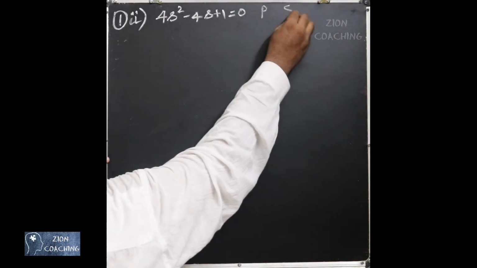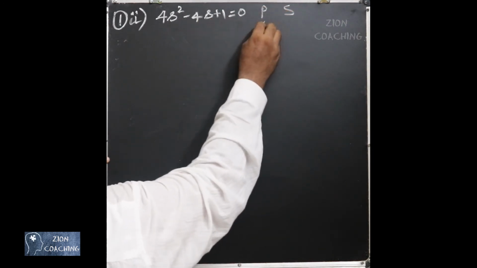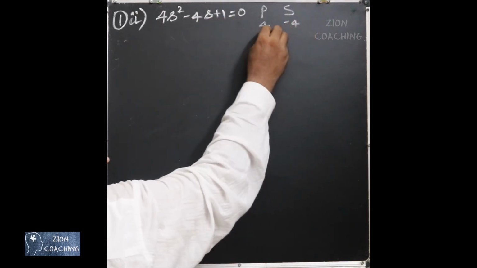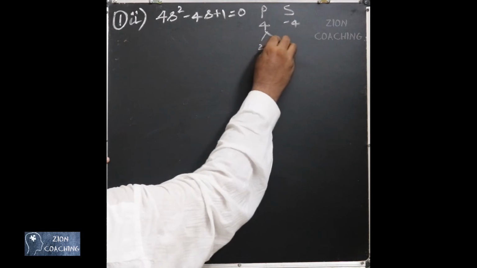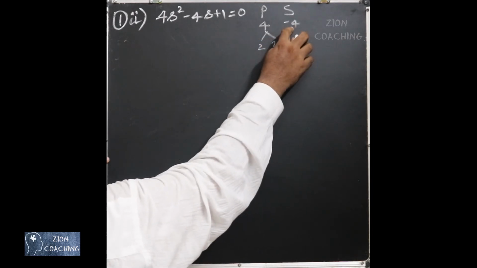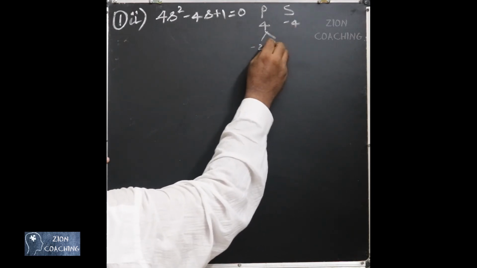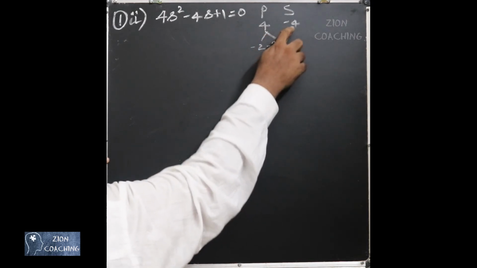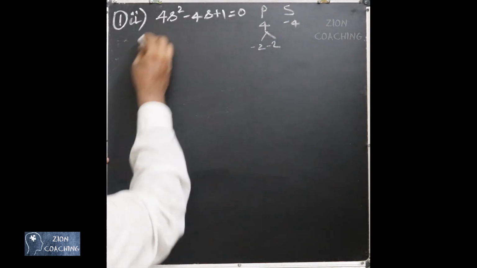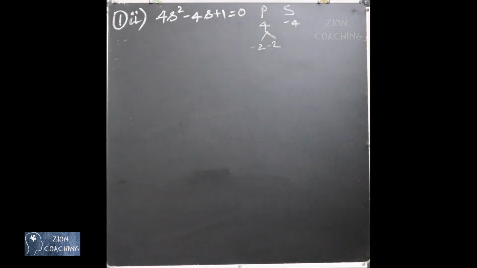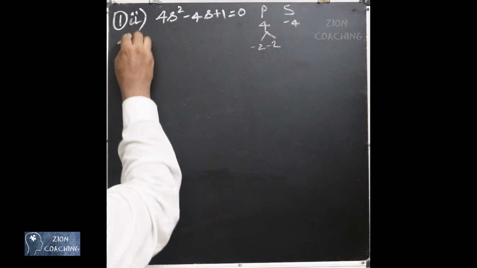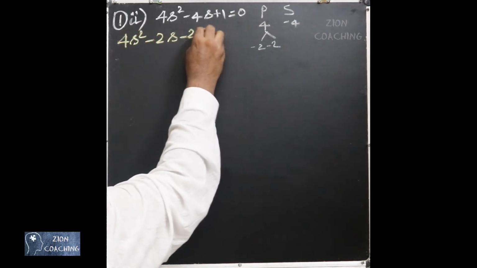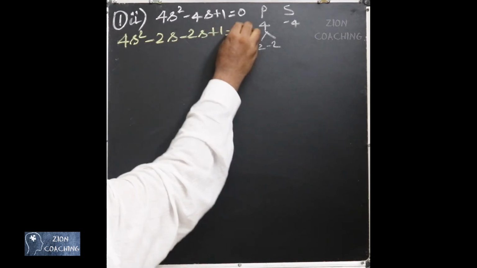The product term is a into c value, that is 4. The sum term is your b value, that is minus 4. Now the factors are going to be 2 into 2 is 4. Since the symbol here is minus, we are going to have minus 2, minus 2. Minus 2 into minus 2 is 4, minus 2 plus minus 2 is minus 4. So the given equation can be written as 4s squared minus 2s minus 2s plus 1 equal to 0.